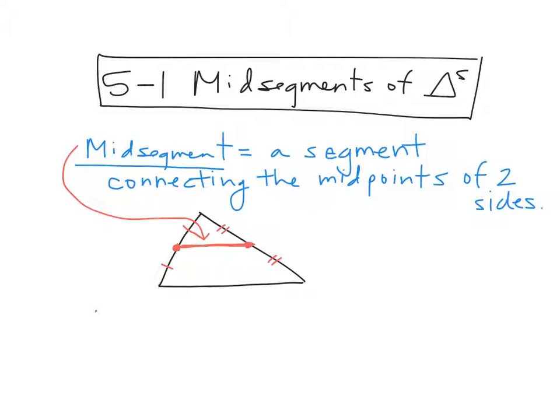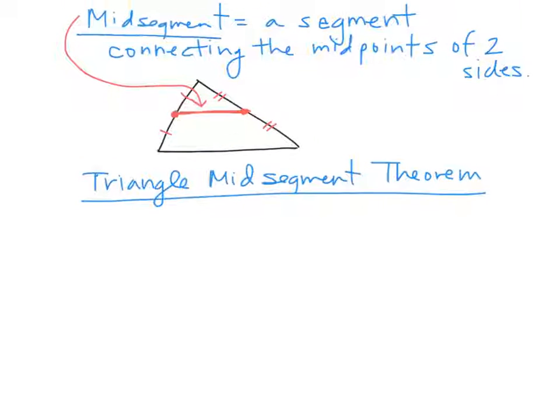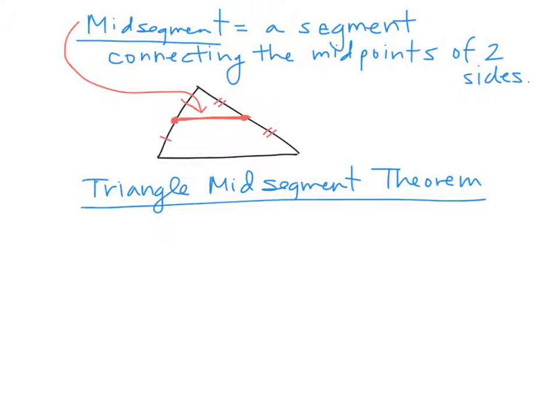This is called the triangle midsegment theorem. Here's what it says. If you have a midsegment in a triangle, then the segment is parallel to the third side, and it's half the length.